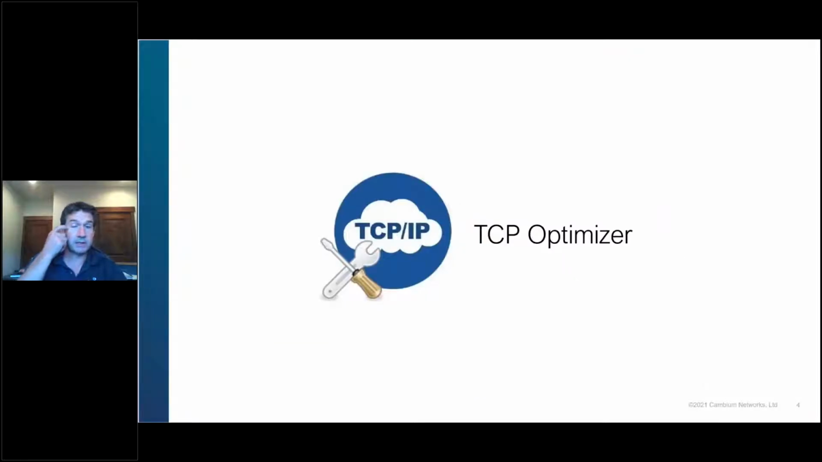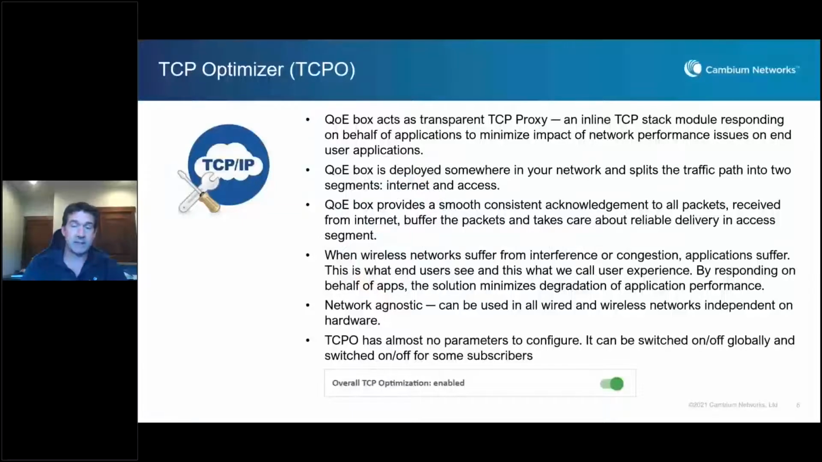So let's talk about the TCP Optimizer. This is probably the most important feature that we've got, the one feature that can accelerate traffic across your entire network. And as I said, the QoE box sits between the internet and your network, and it acts as a TCP proxy. It's going to intelligently manage the acknowledgements, as opposed to just having a dumb pipe where for every TCP packet that's sent, there's an acknowledgement sent.